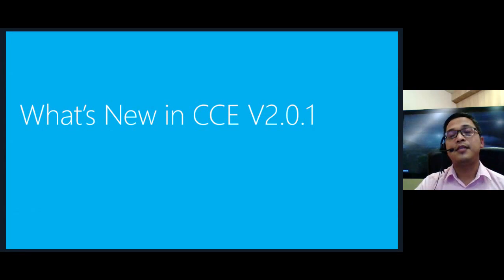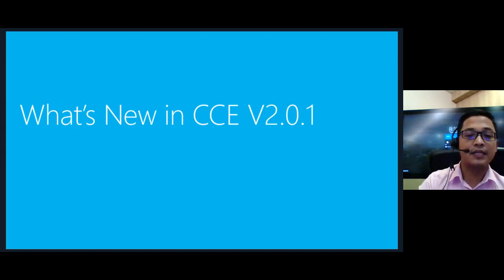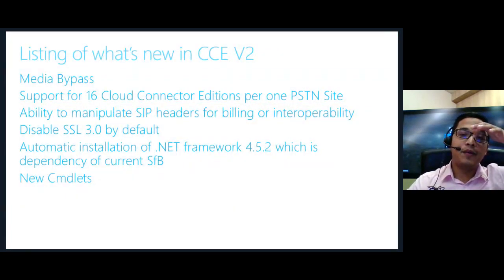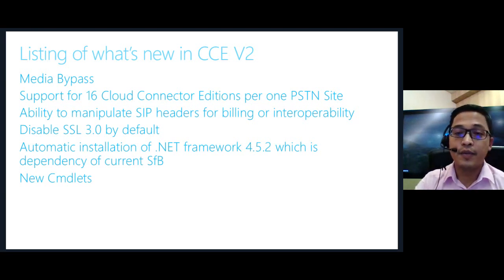Okay, so now since I have covered a very basic understanding of what CCE is, how the call flows in, and what components are there in CCE, we will bring this topic up to Skype for Business CCE version 2.0.1. Okay, the big win in CCE 2.0.1 is media bypass. Also, more appliance capacity was added, and SSL 2.0 is disabled. This one I will cover later. And also a few cmdlets that allow us to do our job more easily and more efficiently.